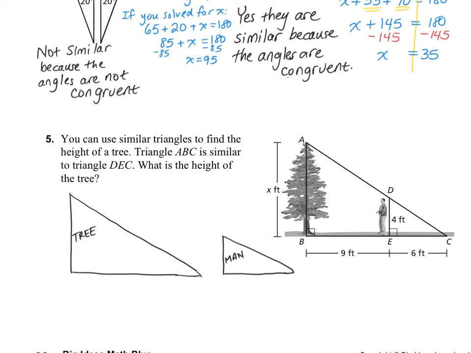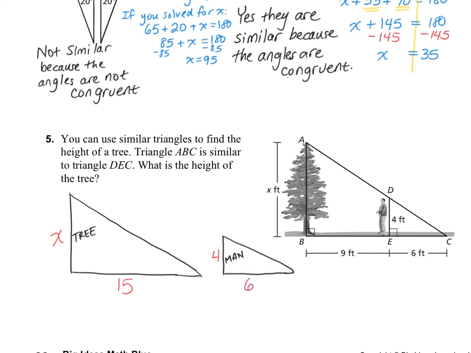So if I think about what I know or what I don't know, this height of the big triangle is x, so I'm going to put an x here. This length of the big triangle is 9 plus 6, so the whole entire length is 15. So I'm going to put a 15 here. The height of the man is 4. Well, sounds like a boy actually, because that's a little bit short. So the height of the boy is 4. And the length from E to C is 6. So this length here would be 6.